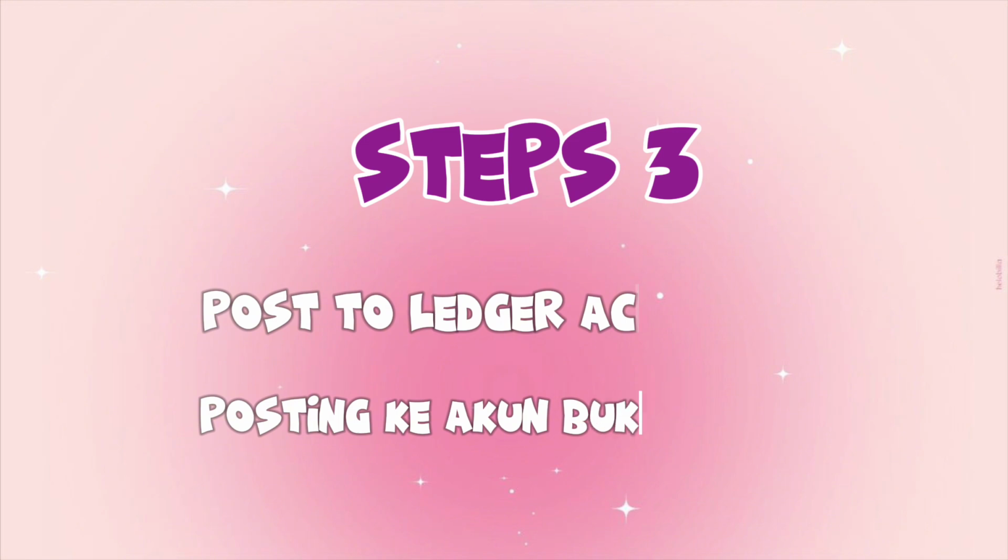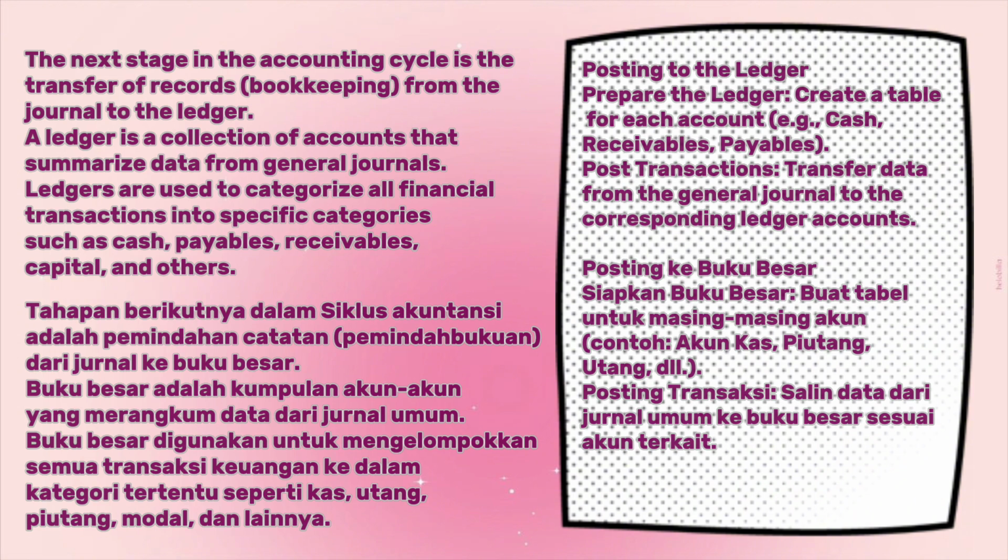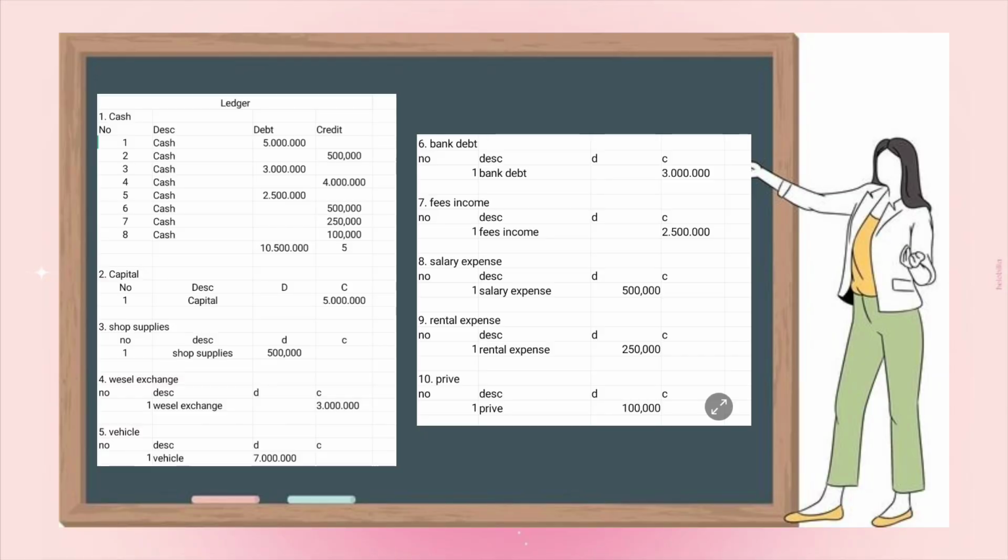Step 3. Post to ledger accounts. The next stage in the accounting cycle is the transfer of bookkeeping records from the journal to the ledger. Ledgers are used to categorize all financial transactions into specific categories such as cash, payable, receivables, capital, and others. Post into the ledger. Post transactions. Transfer data from the general journal to the corresponding ledger accounts.